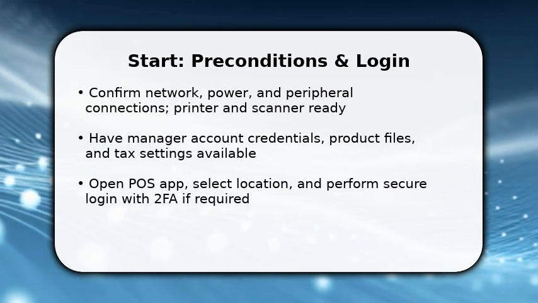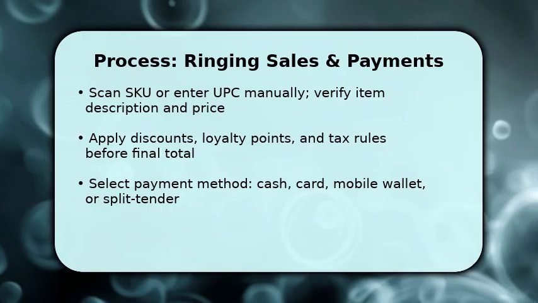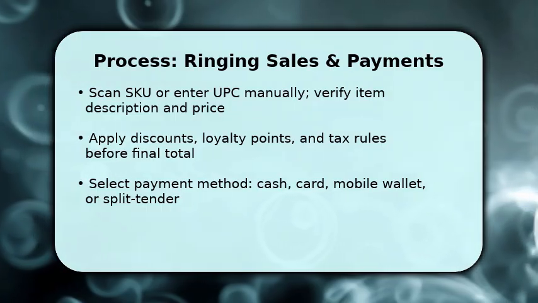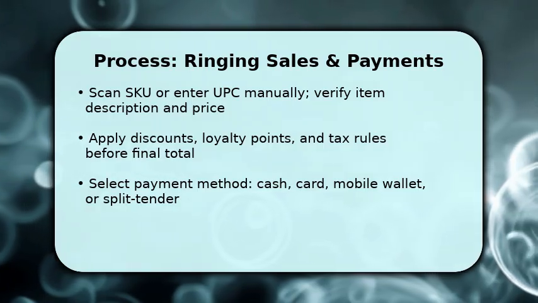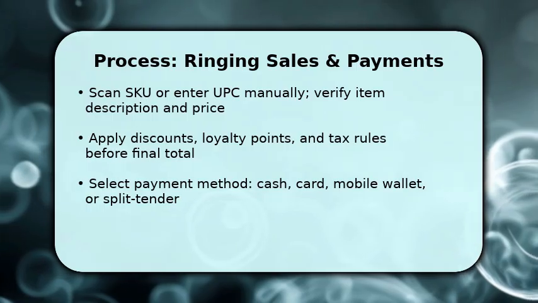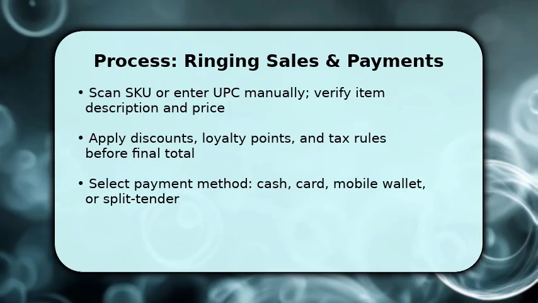transactions. You scan the item or type the UPC, then confirm the description and price so customers see accuracy. Next, apply any discount codes, loyalty rewards, or bundle pricing and confirm tax rules match the item category. This prevents refunds later. Once the total is correct, choose payment.